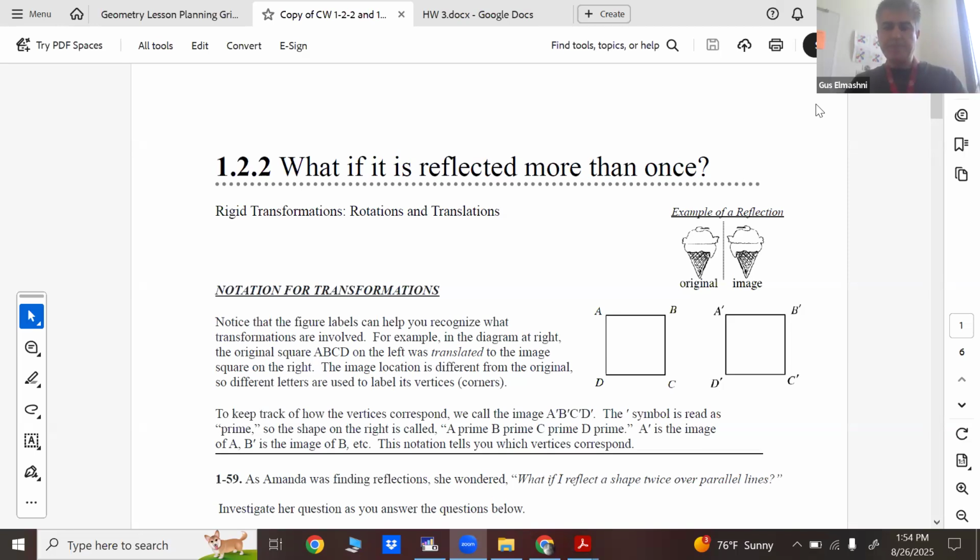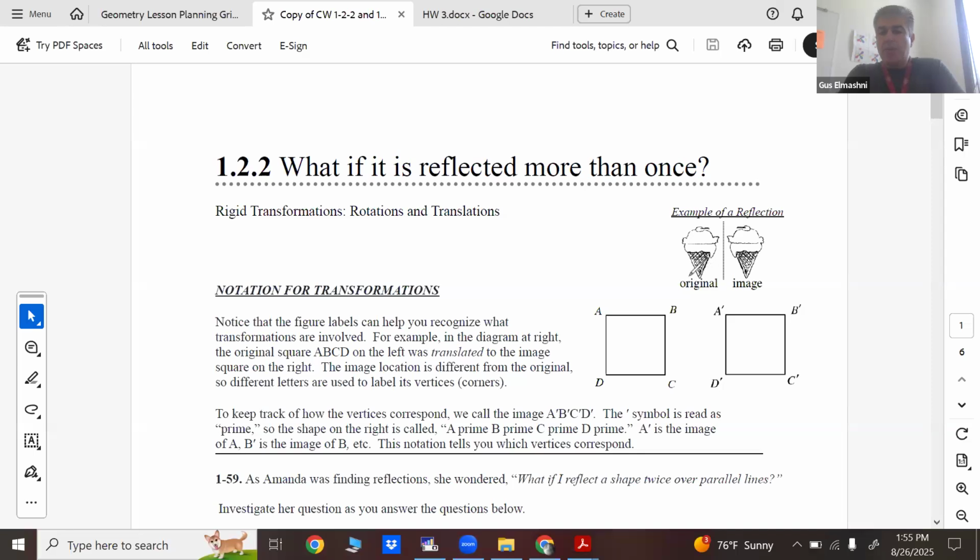For example, in the diagram at right, the original square ABCD on the left was translated to the image square on the right. The image location is different from the original, so different letters are used to label its vertices, corners. Good, thank you, Sabine. Yeah, so take a look at ABCD. ABCD is off to the left, and it slid or shifted to the right.